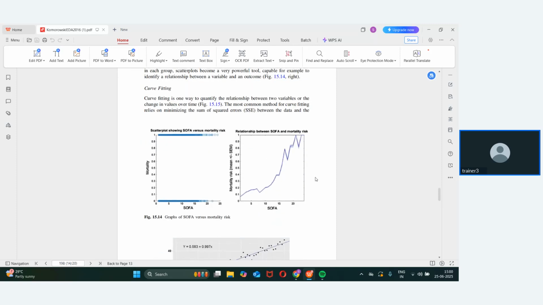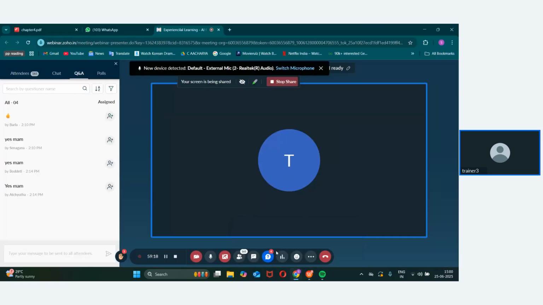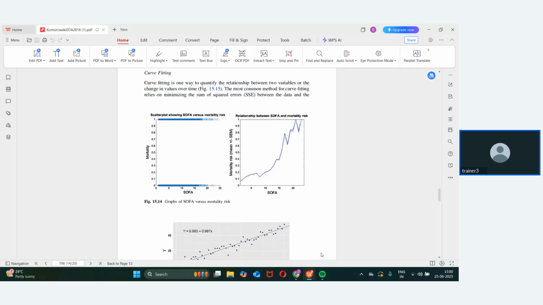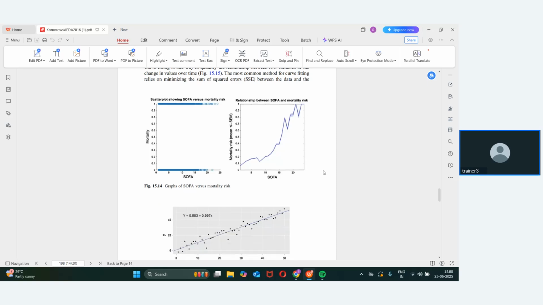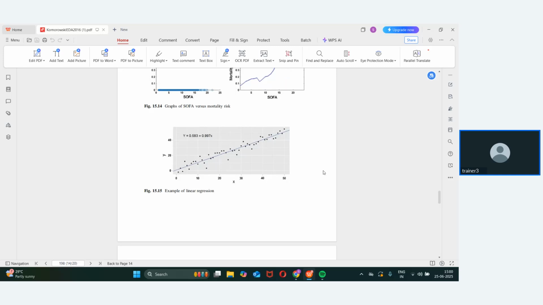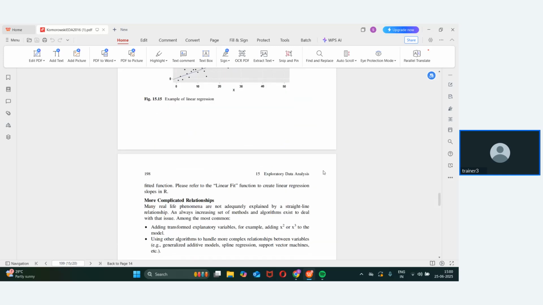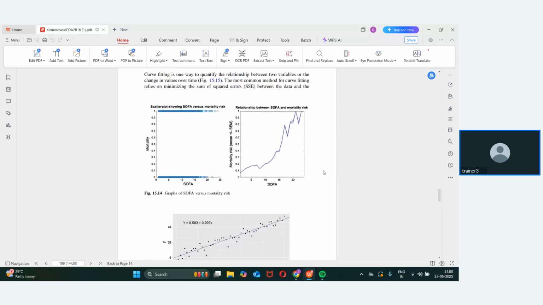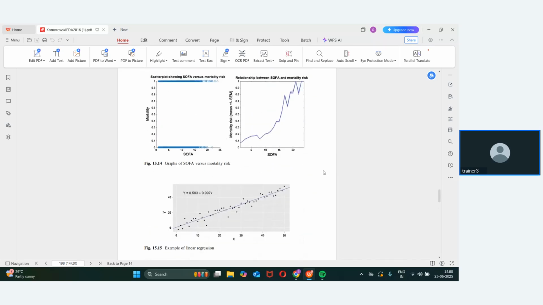So another thing is curve fitting. It is another way to understand the relationship between two variables or change in the values over time. A common method that is used is the sum of squared errors between the data and the function. So this is an example of that.